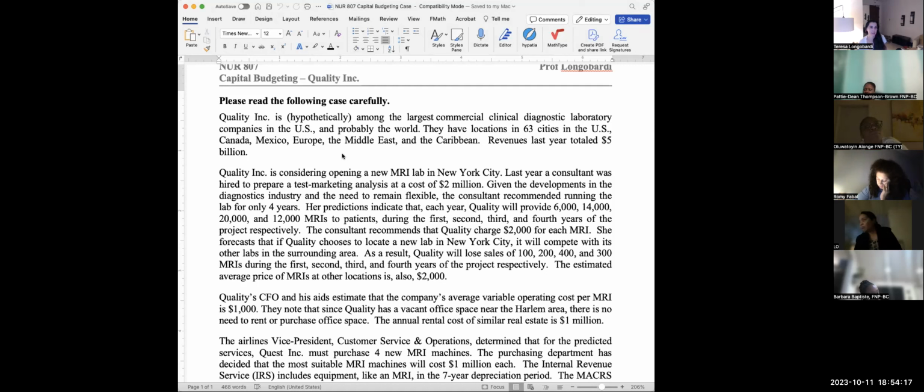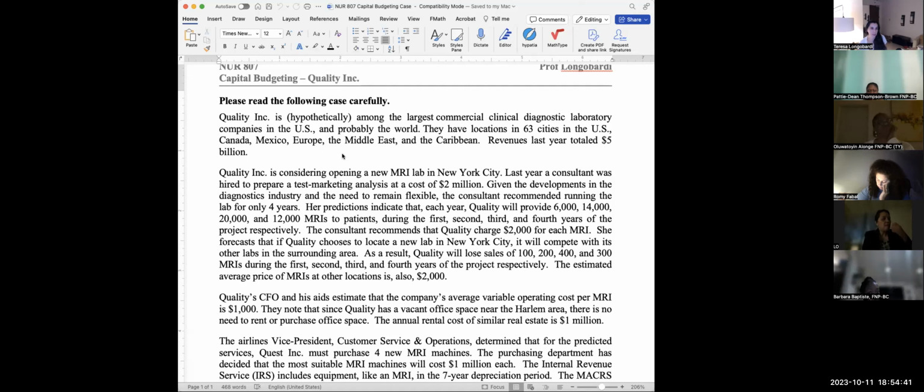What we're going to do is a budgeting case. Quality Incorporated is the largest commercial clinical diagnostic laboratory company in the U.S. and probably the world. They have locations in 63 cities in the U.S., Canada, Mexico, Europe, Middle East, and the Caribbean. Revenue last year totaled $5 billion.